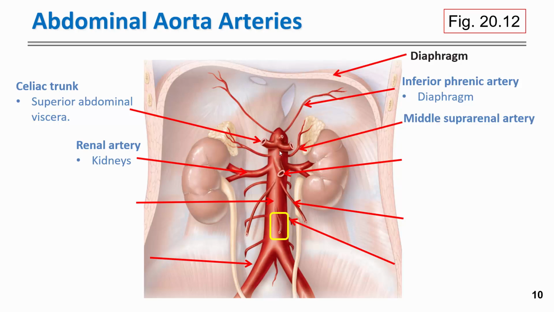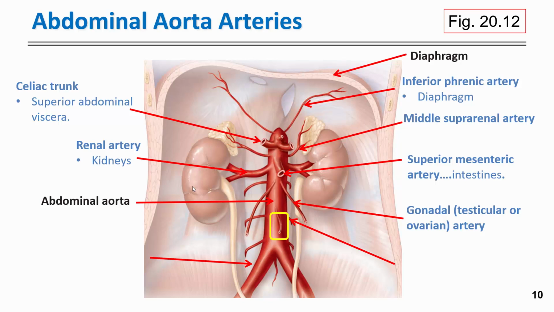Moving over here to the right, right before we get to the renal artery as we move inferior, is a small branch that extends to the adrenal glands, and this branch is simply referred to as the middle suprarenal artery. What you see here that's cut off is the superior mesenteric artery, and this is an artery that supplies oxygenated blood to the intestines. And the major central vessel here, of course, is the abdominal aorta.